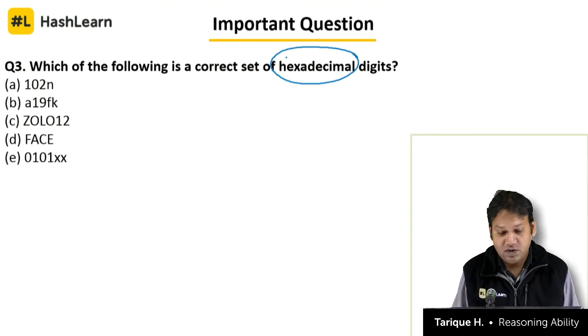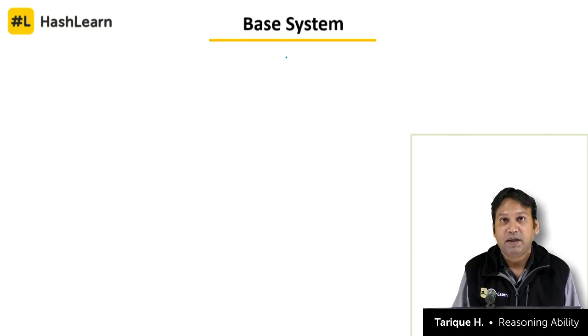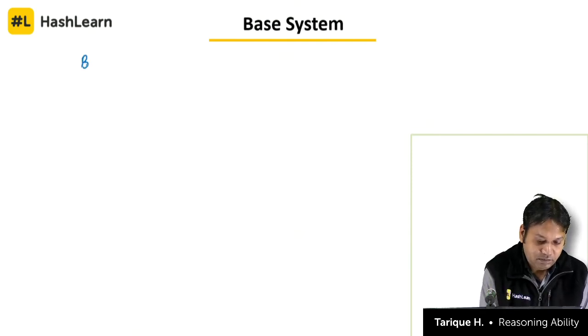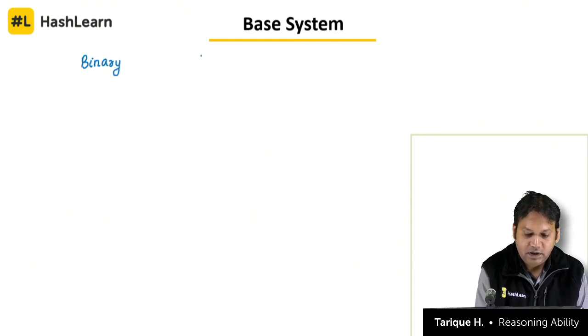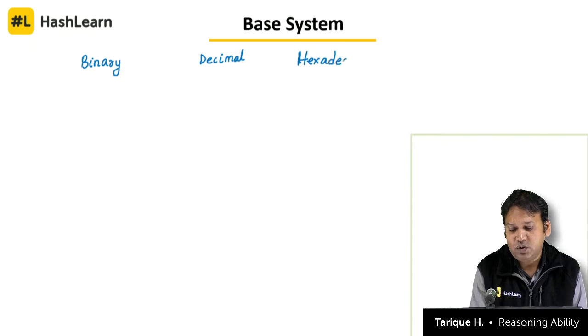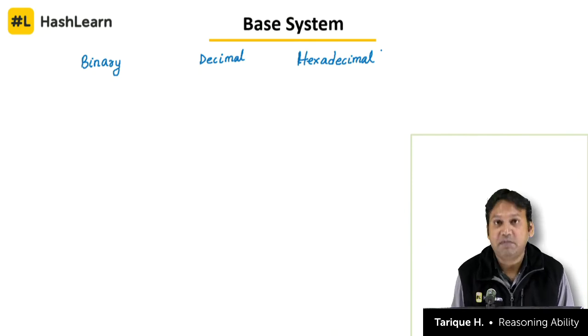So that means time is not there. So what we are going to do is make it easy, make it simpler for you to understand, and that's why we are going to understand what is a base system. And I'm going to focus on 3 base systems only: binary, decimal, and hexadecimal. So I'll make you understand these 3 systems in the simplest possible way, and you can then solve these questions without any doubt in the examination.